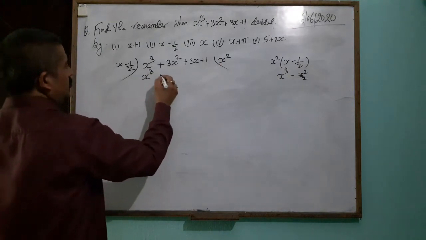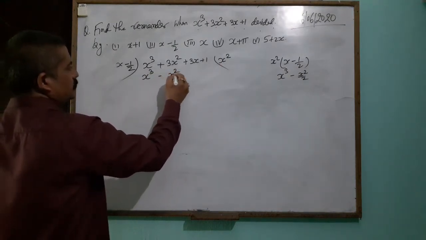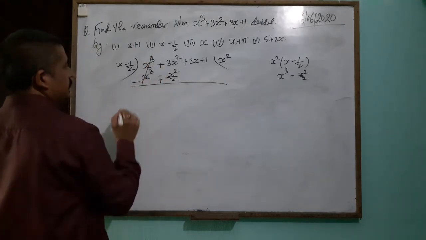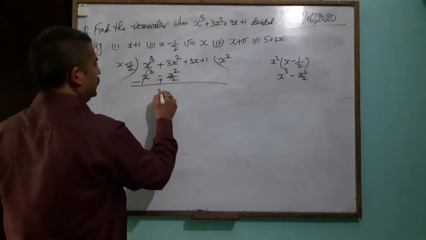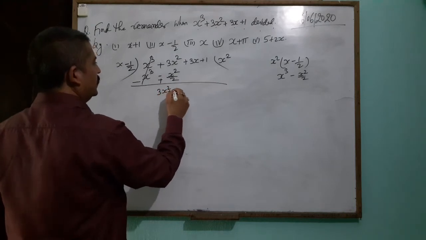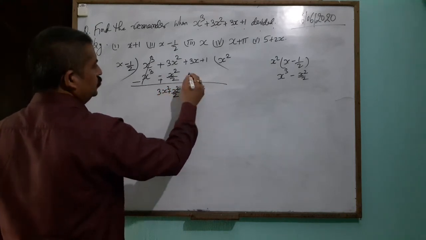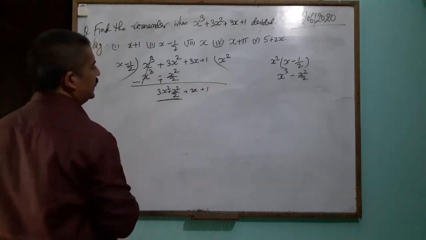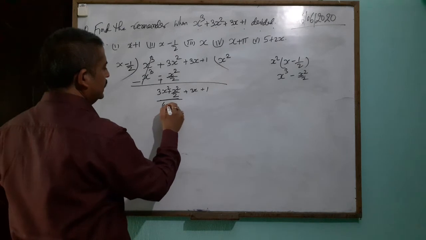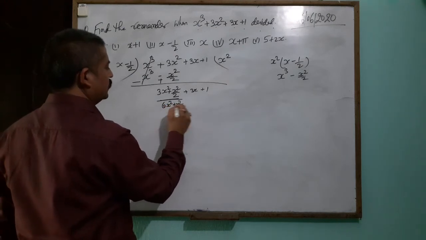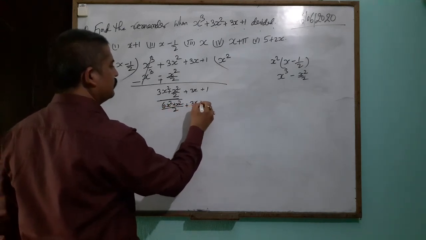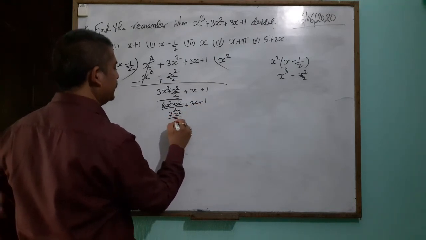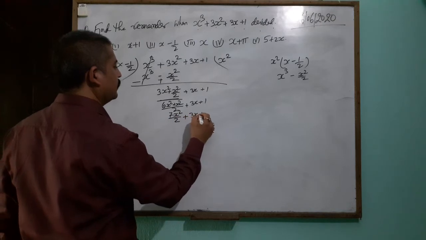So x cube minus x square by 2, minus plus cancel. So we get 3x square plus x square by 2 plus 3x plus 1. So first of all, adding that, then 6x square plus x square by 2 plus 3x plus 1, or written that 7x square by 2 plus 3x plus 1.